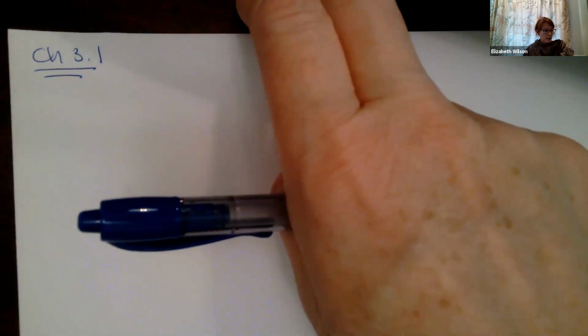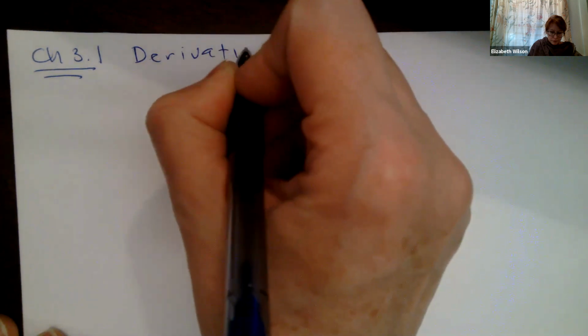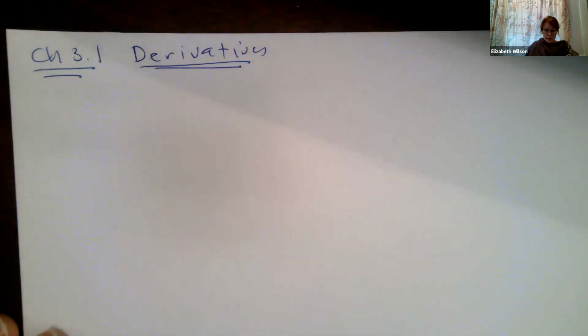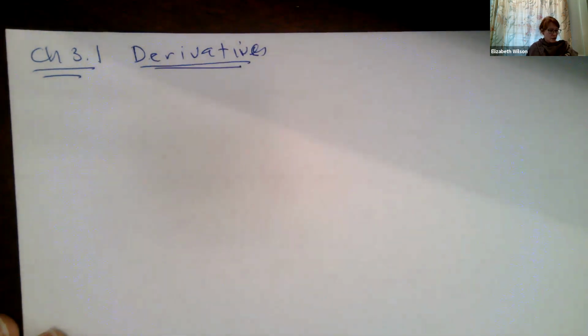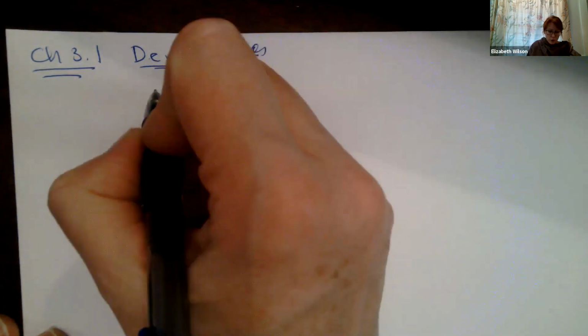All right, so let's talk calculus. Chapter 3 is all about calculus, and today, chapter 3.1 itself is about derivatives. We talk about taking a derivative of a function, and we're going to talk about what that actually means, in more detail.